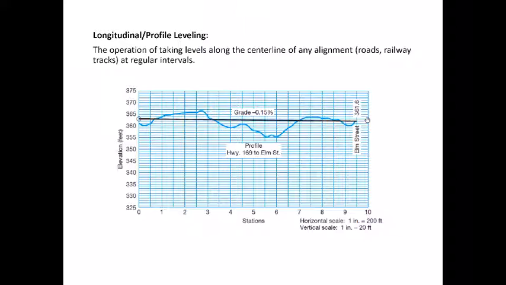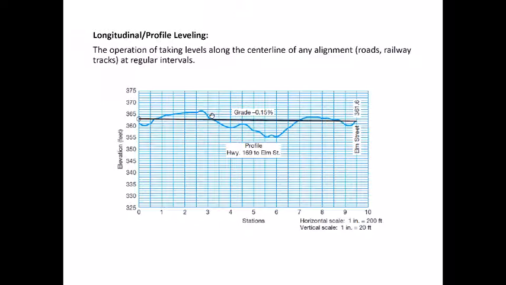Then we have longitudinal and profile leveling. We actually talked about this. It is the operation of taking levels along the center line of an alignment. Basically you do this when you want to construct roads, railway tracks, water supply pipelines or sewerage pipelines. Whenever you have a linear project that covers a pretty significant distance, you want to build a profile of the land. The image that you see over here is a sectional view of the center line of the road.